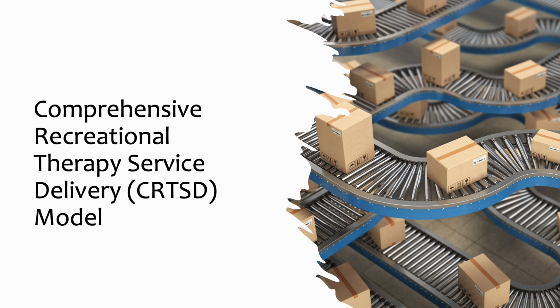So as I mentioned, the first model is going to be rec therapy specific. The first model we're talking about is the Comprehensive Recreational Therapy Service Delivery Model, or the CRTSD. This is a holistic, systematic model, which is really going to guide RT practice. It provides continuity of care, looking all the way from intake to discharge. And it's also going to ensure individualized, goal-oriented, evidence-based, and outcome-focused care.